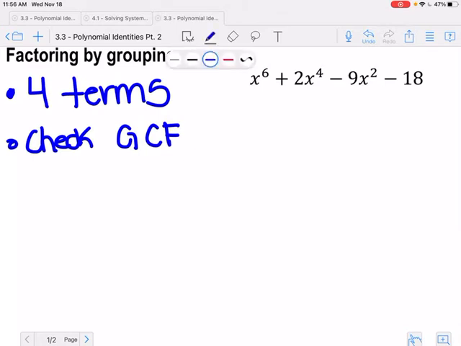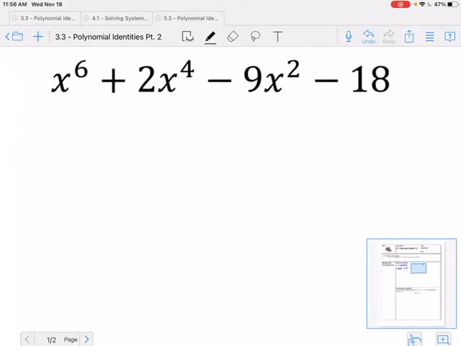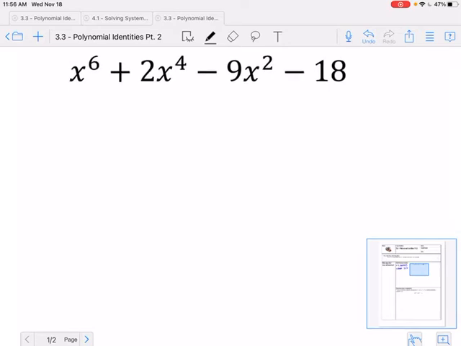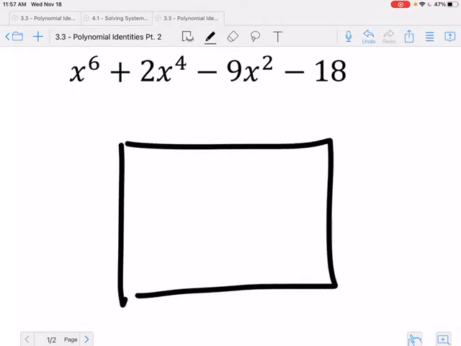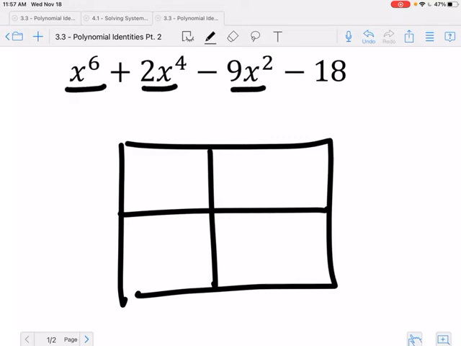So in this case, our polynomial does have 4 terms. We do not have a greatest common factor in this case, so we can go ahead and get started. So we're actually going to be using the box method. Now, the only difference is going to be that we're going to be using the box method backwards. So in a box, we have 4 different spaces, which is why one of the conditions to be able to use factoring by grouping is having 4 different terms. Now, instead of looking for the inside numbers, we're actually going to be looking for the outside numbers.